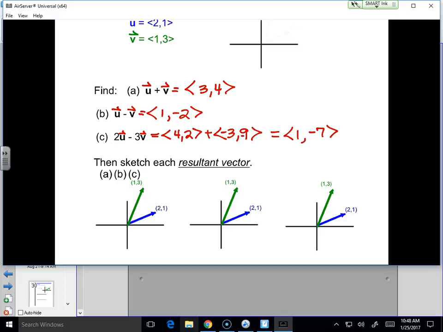The negative 9 kind of got lost. Subtraction is addition of the negative. The negative would, like scalar multiplication, go into each of the components and flip each of the components, and we would end up with a quick addition of 4 minus 3 is 1. 2 minus 9 is negative 7. How we doing, guys? Good.